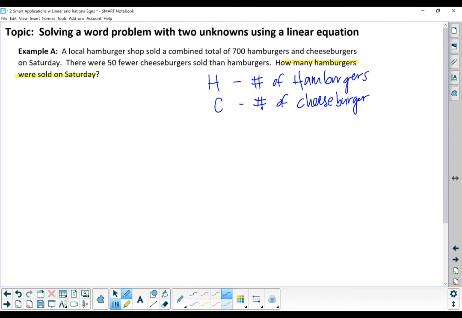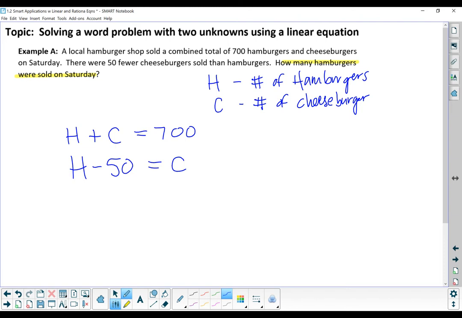So we've got a local hamburger shop. They sold a combined total of 700 hamburgers and cheeseburgers. So if I add together the number of hamburgers and cheeseburgers, it's equal to 700. There were 50 fewer cheeseburgers sold than hamburgers. So they sold more hamburgers, fewer cheeseburgers. So I'm going to write the equation H minus 50 is equal to C.